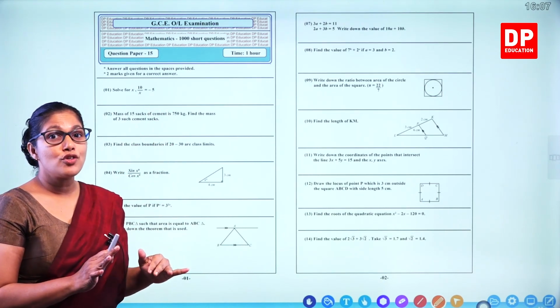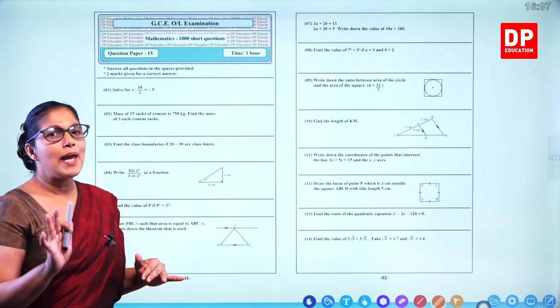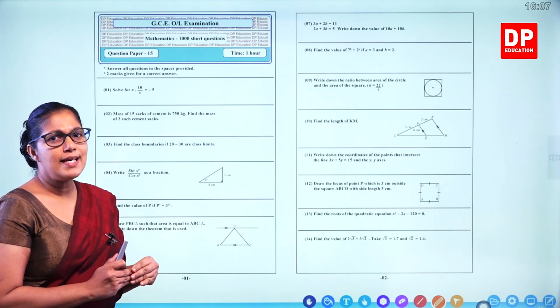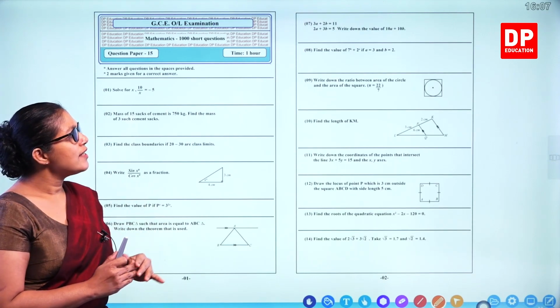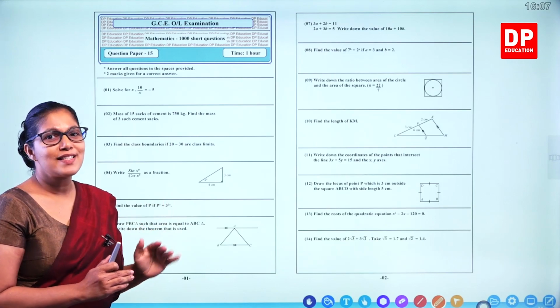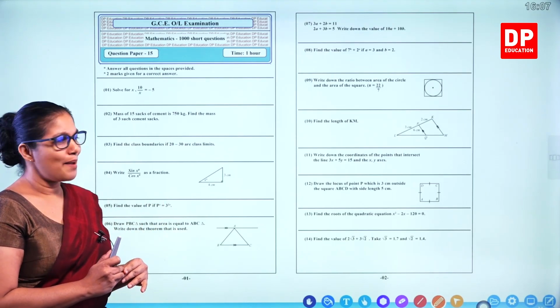And this is similar to O-level paper 1 part A. You get short questions like this. So practice all these questions and definitely you can get a good result for your O-level exam.